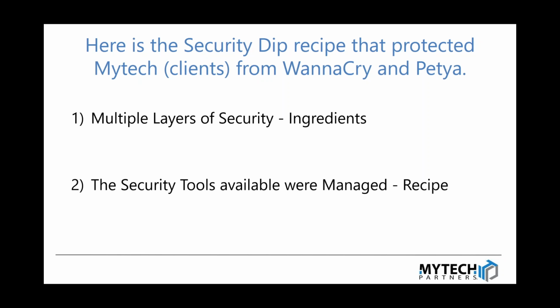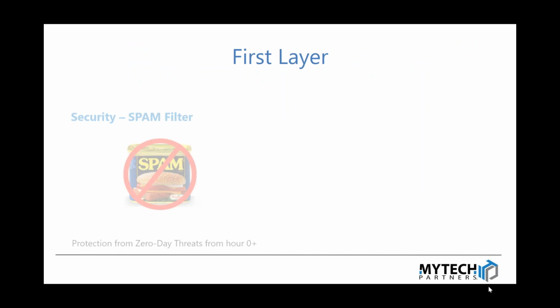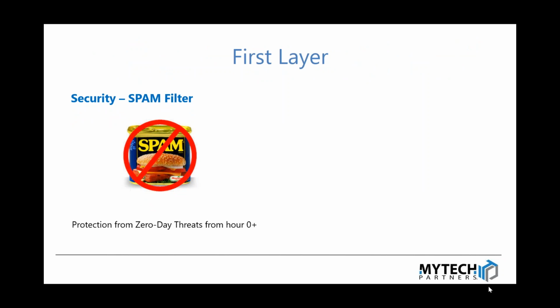So here we've got the security recipe. Yes, that's that one. All right, first layer, anti-spam. Anti-spam is the first way to protect yourself from getting attacked. We have what we call an MX defense. It's our rebranding.